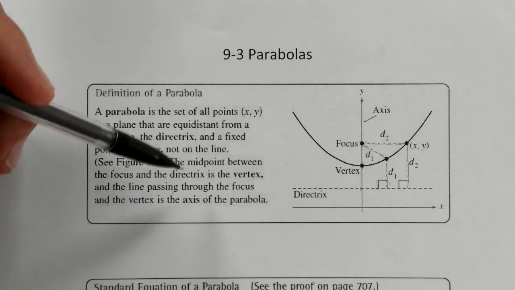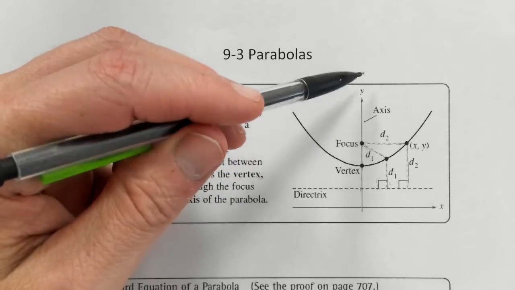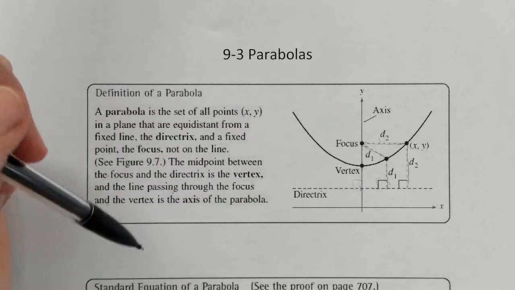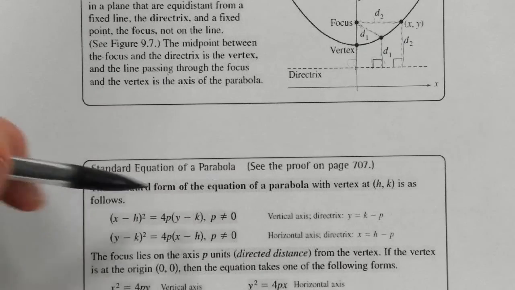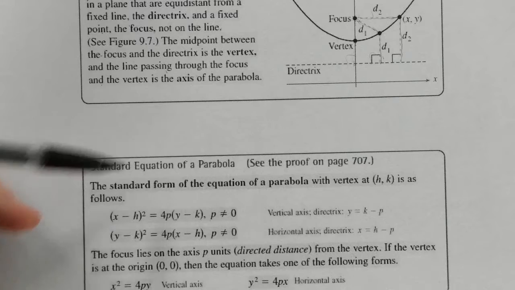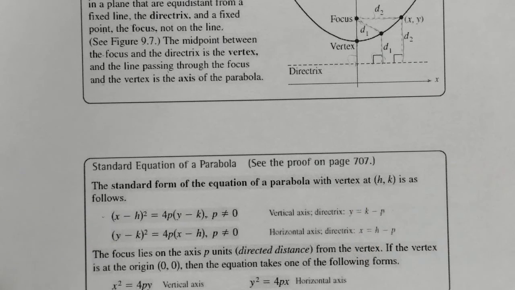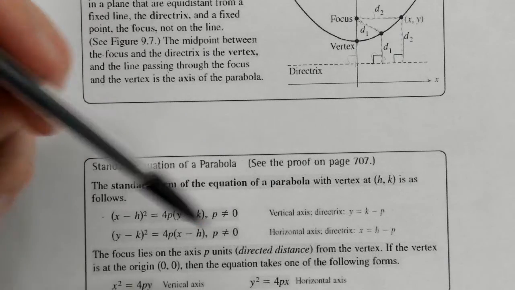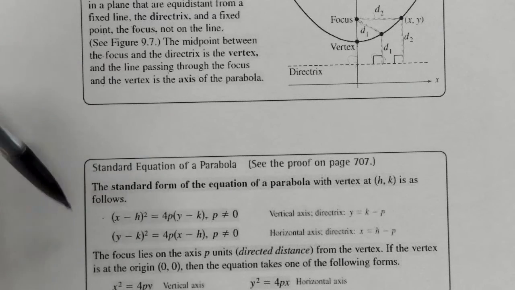Let's see, did we discuss pretty much everything? I think we did. Just notice all the parts: the axis, the focus, vertex, directrix. Axis and directrix will always be perpendicular to each other. Now, the standard form for the equation of a parabola is this, where h and k will be your vertex, and the value of p is going to be a constant that can be obtained from these equations.